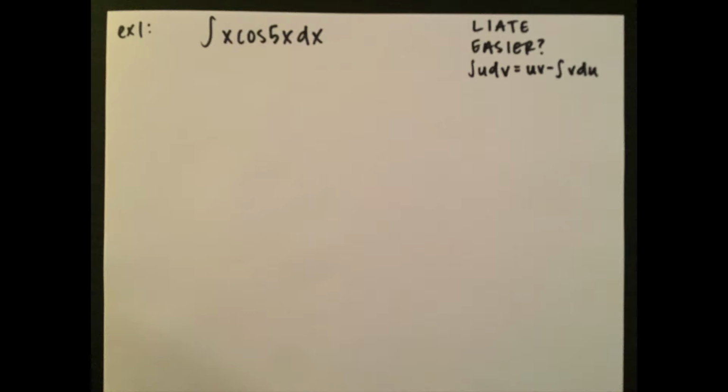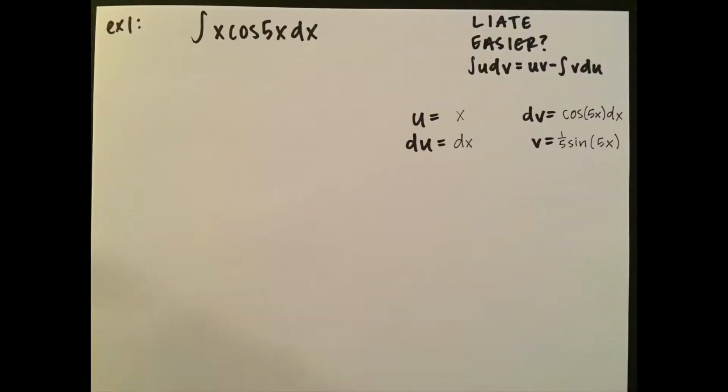Are there any logs? No. Inverse trig functions? No. But we do have an algebraic x all alone, so we can double check that it'll get easier after we take the derivative, and yes, x just becomes plain old dx. Awesome. Next, everything that is left over in our integral, which is cosine 5x dx, becomes dv.